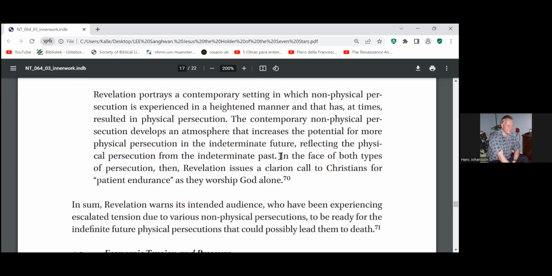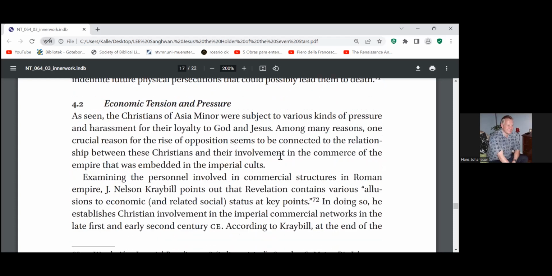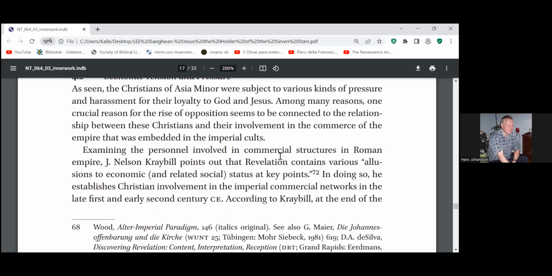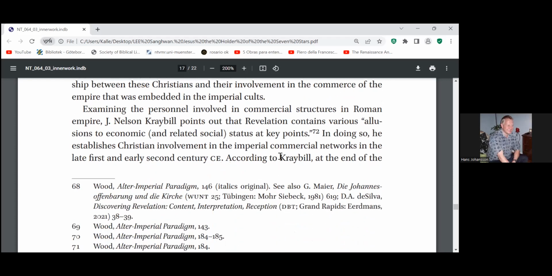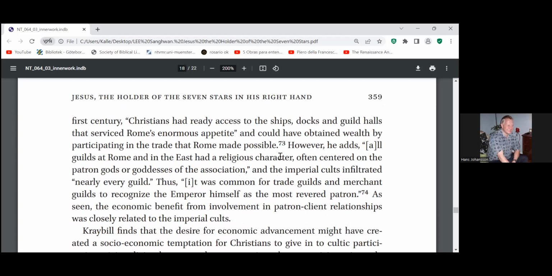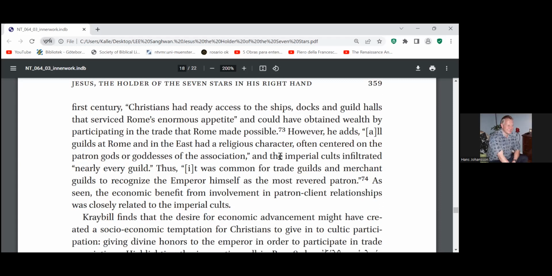And in 4.2 further down, we go into the economic tension and pressure. And I think it's noteworthy here that at that time, no difference was made between commerce, as in the guilds. And it says the imperial cults infiltrated nearly every guild. Well, it's a very modern phenomenon to make a difference there. You go to India, for instance, they still don't make that difference. I don't think they will ever do it. On this page 359, it's a very modern, I'd say even 20th century thinking that one thing is religion and another is commerce or guild or anything like that. It's a very Western take.